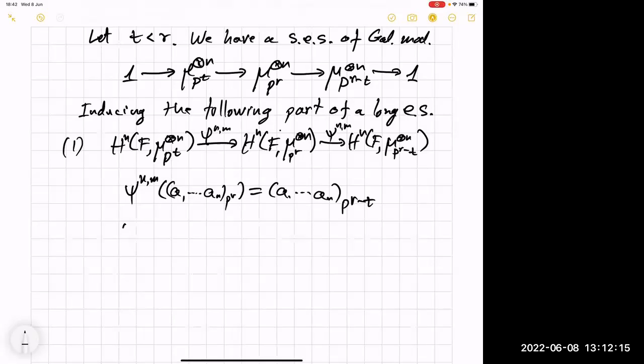And the left map, again, if I take just the symbol of degree p^t, it will just be p^(r-t) times the symbol {a1, ..., an} of degree p^r. If you like symbol algebras, then this really makes sense in terms of degrees. I will talk about it maybe later for a minute or two.